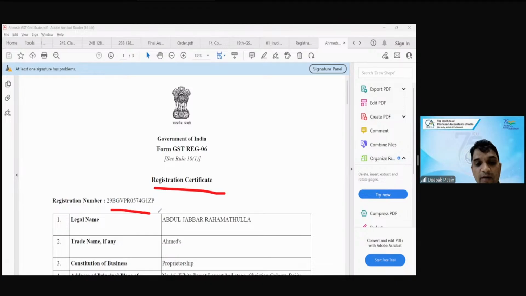You will get the registration number mentioned here. So this is your registration number. The first two digits are the state code. 29 is the state code. For each state, you will have a separate state code. Then you will have the 10-digit PAN number, BGVPR05741G, and this person has one unit here, so it is numbered one, and ZP is a unique code. So this is how the registration number is generated. The first two are the state code, then 10 is the PAN number, followed by the number of entities which have registered, and then the unique code.